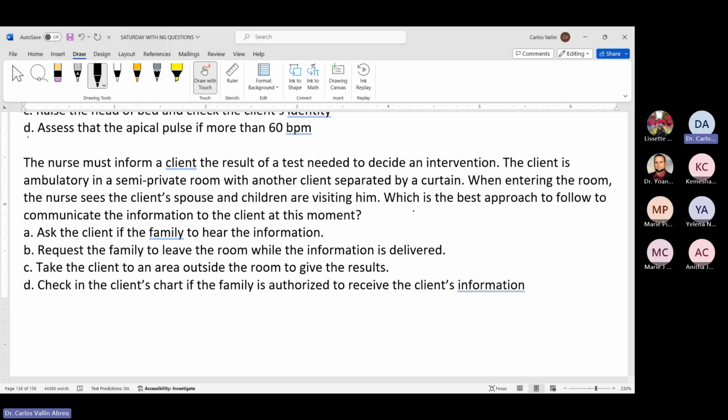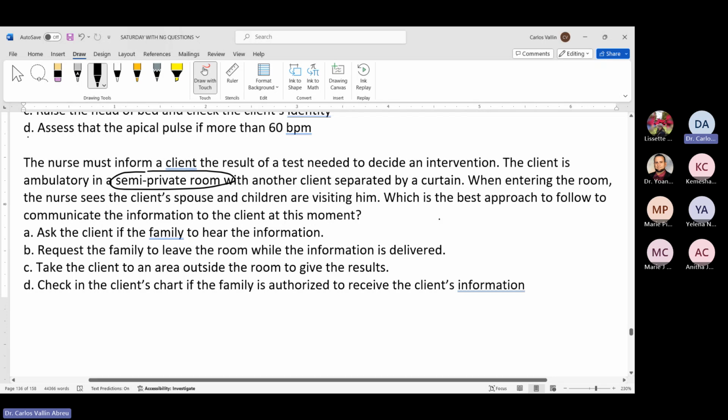And what about the other guy? Because remember, there is another guy there. So okay, request the family to leave the room while the information is delivered. Okay, maybe the family will get upset, no? But it's okay. But what about the other guy? There is another guy separated by the curtain.